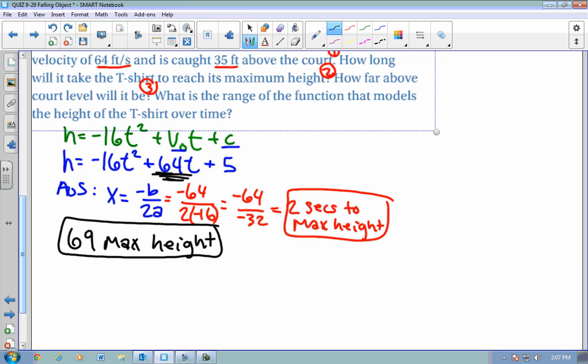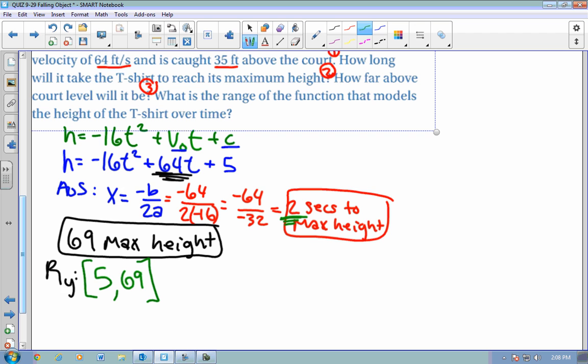Please, I have one more thing to say before I tell you what your homework is. I'm waiting patiently. The range. Guys, I saw this on many, many papers. The 2 is not part of the range. The lowest point of the t-shirt is 5, and then it goes up to 69.